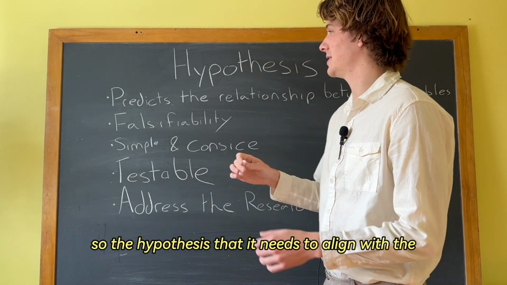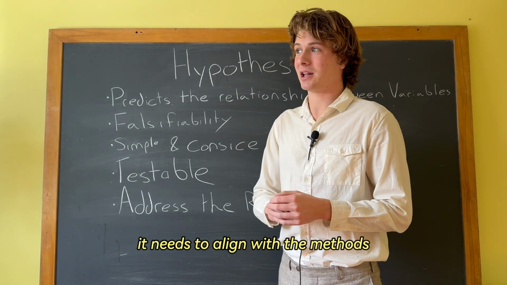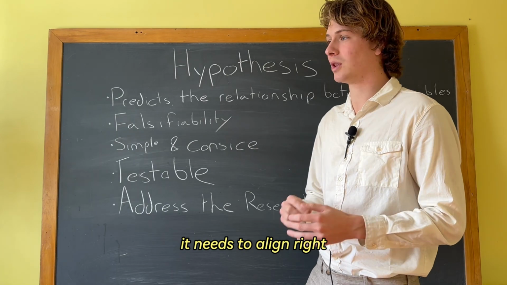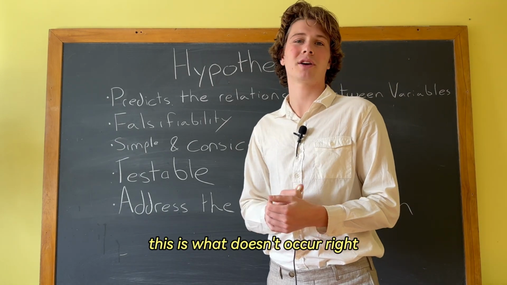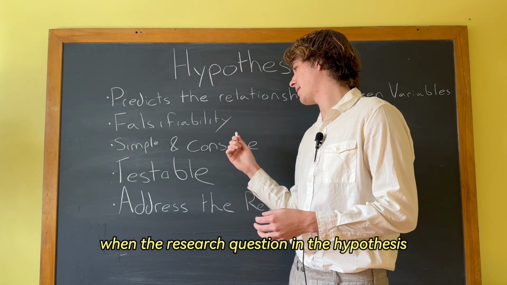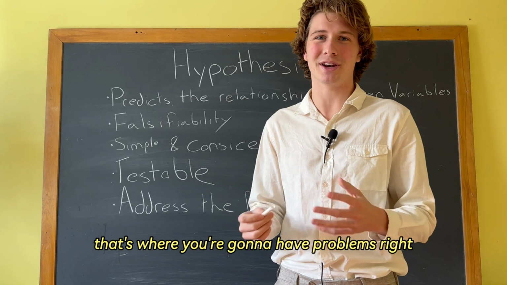So the hypothesis needs to align with the research question, it needs to align with the methods, it needs to align, right? There needs to be alignment within a paper, right? This is what doesn't occur, right? When the research question and the hypothesis and the methods section all don't align with each other, right? That's where you're going to have problems, right?